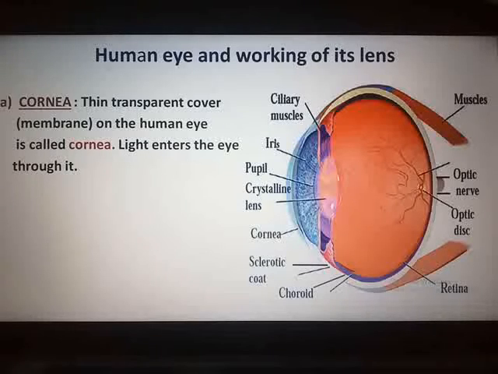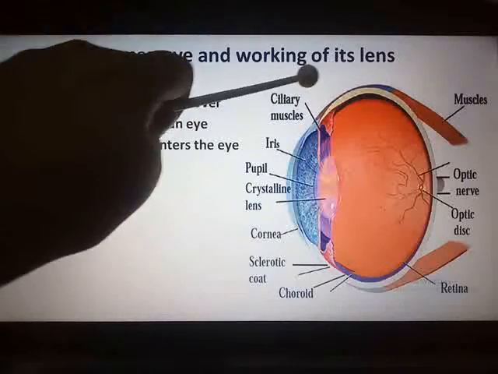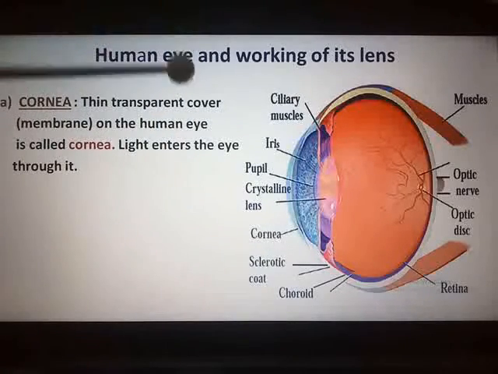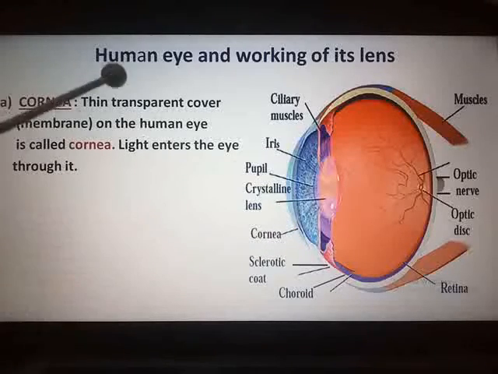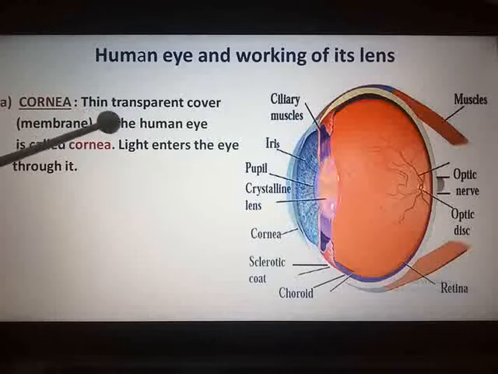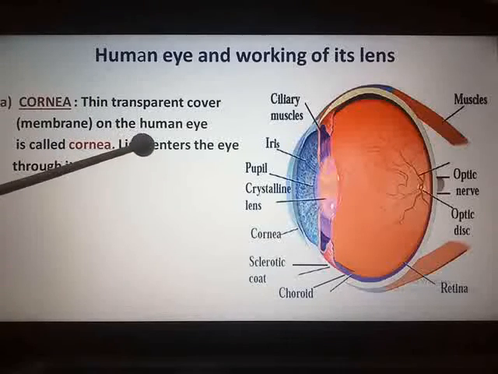The first part which you can touch with the help of your fingers is the cornea. This is the figure of a human eye. You can see the first part, the outer part of the eye. The thin transparent cover membrane on the human eye is called the cornea. Light from the environment enters the eye through it.